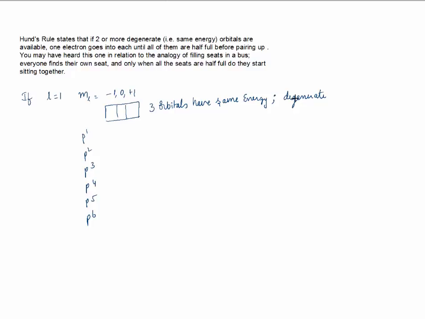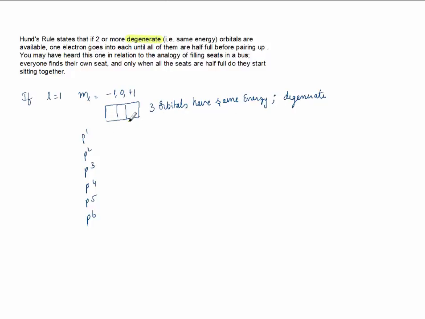Degenerate, that's what I have mentioned here. Degenerate, please read. Whenever you have orbitals of same energy, you put one electron each and then you start pairing them. For example, please remember if L is equal to 1, the ML values will be -1 to +1. 3 boxes signify 3 orbitals and they have same energy, that's why they are in the same line.